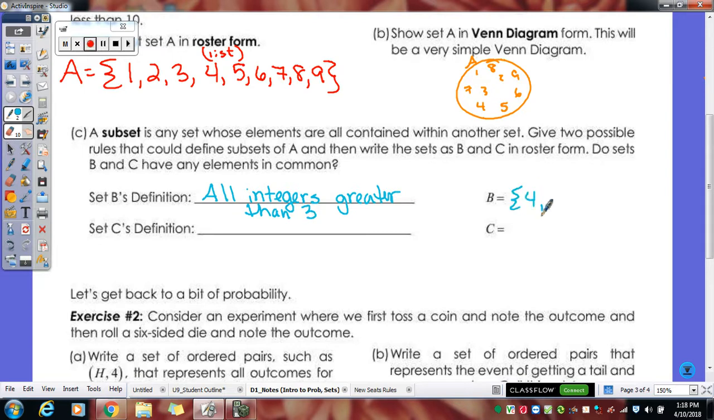So that would be like 4, 5, 6, 7, 8, 9. Yep, I just made it up. So another subset could be all even integers. That's another example of one.